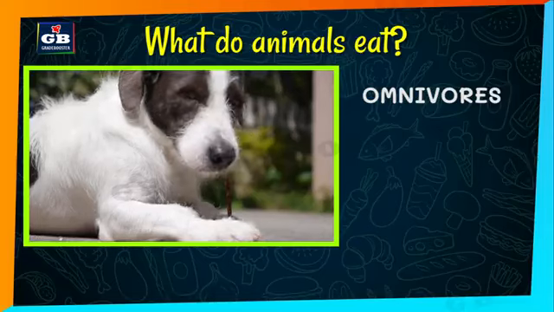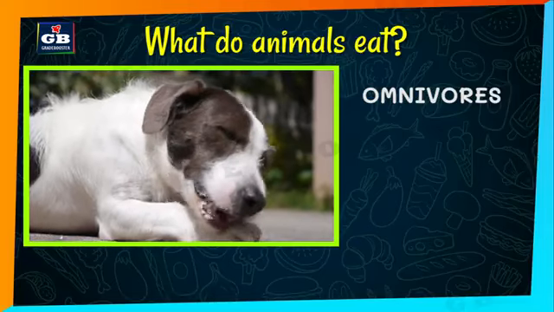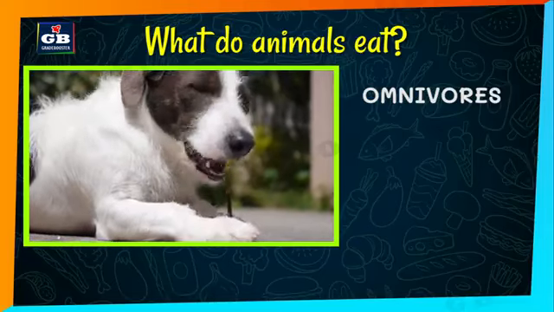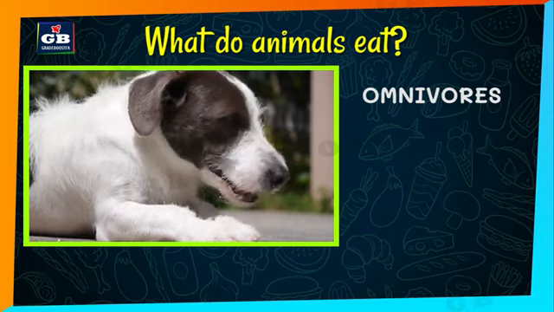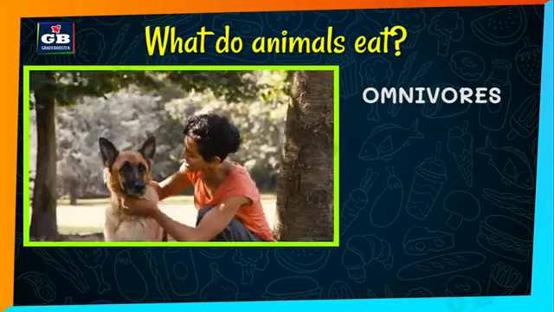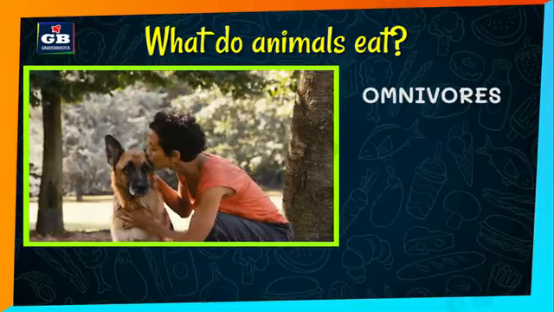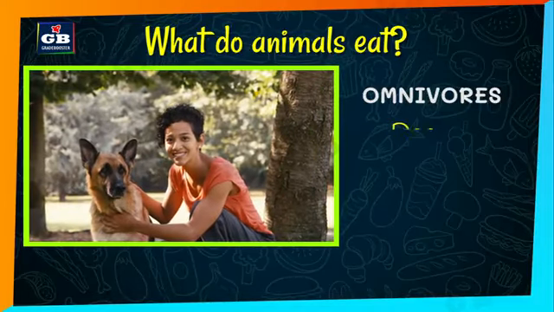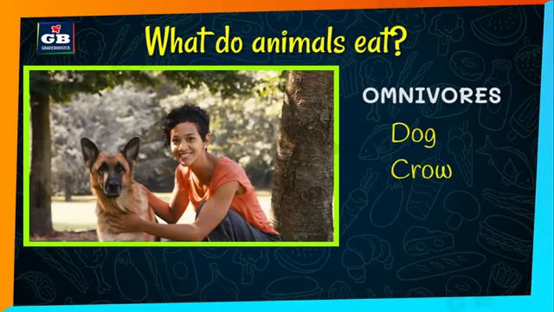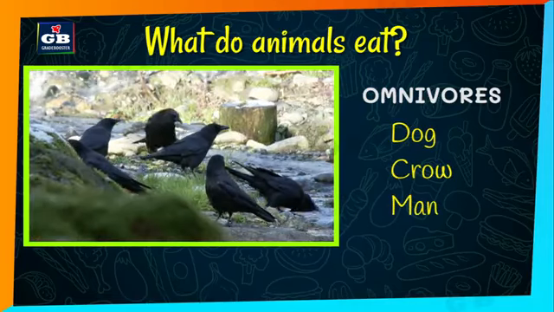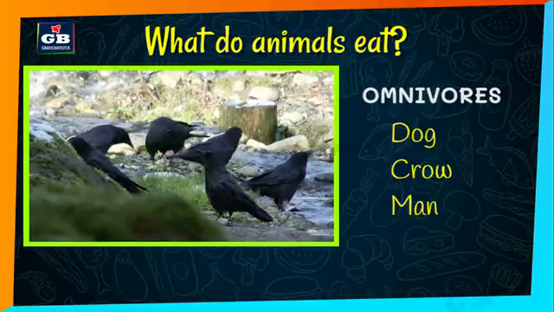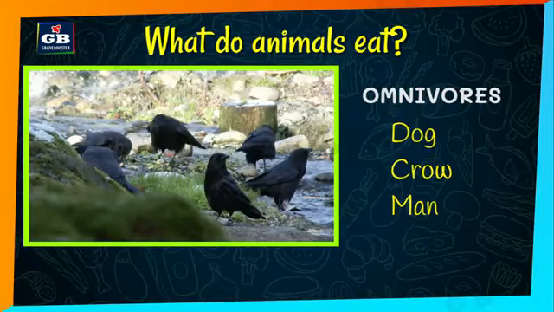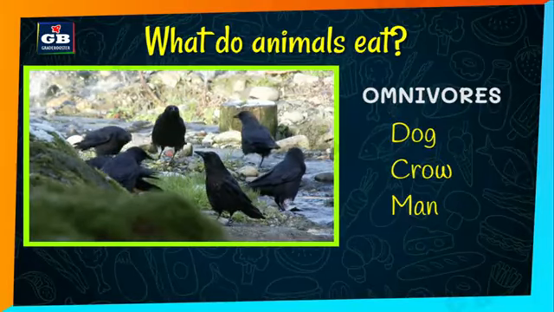That is, they eat both plants as well as animals. This kind of animal group is called omnivores. Do you know the examples of omnivores? Dog, crow, and man. So, in this lesson, we have learned the sources of our food.